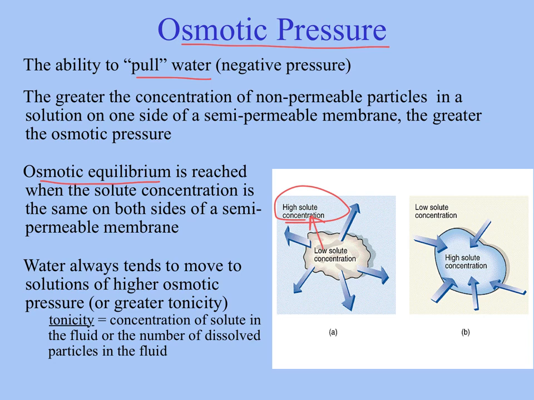But again, as we discussed, equilibrium equals death, even when we're talking about water. So there's always a tendency of water to move into and out of cells according to the solute concentration that's on either side of the cell membrane. Now, when water moves towards a high solute concentration, we refer to that high solute concentration as having a tonicity. In other words, the concentration of the solute is the tonicity of that solute.